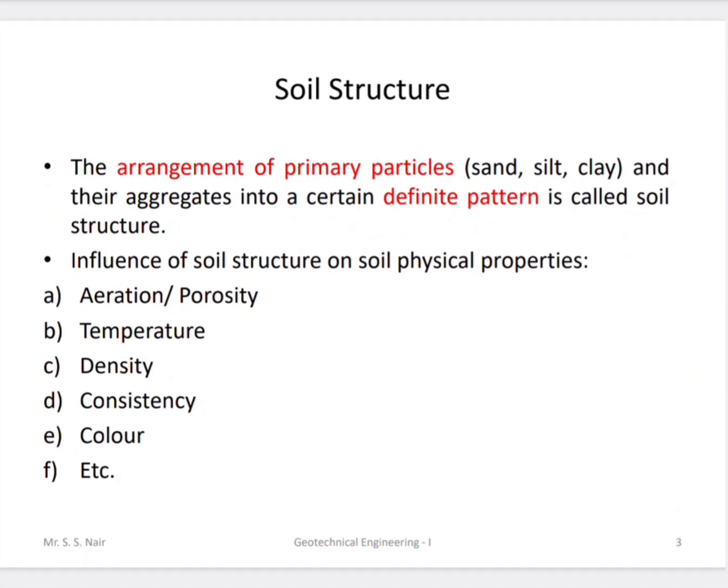What is soil structure? The arrangement of primary particles such as sand, silt and clay and their aggregates into a certain definite pattern. This definite pattern is said to be the soil structure. Now, what is the influence of soil structure on soil physical properties? There are aeration, temperature, density, consistency, color, etc.